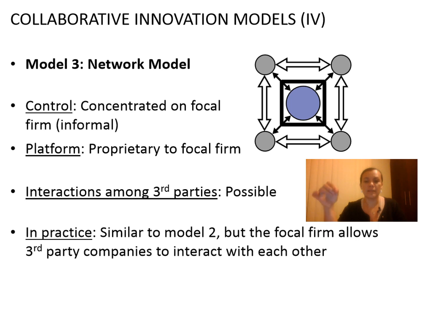The third model is the network model. In this case, the control is concentrated on a focal firm. Only one is required for information sharing. The platform is proprietary to the one that is the focal point. Interaction between all of them is not possible; it is only each of them with the focal firm. In practice, this is similar to model number two, but the focal firm allows third-party companies to interact with each other.